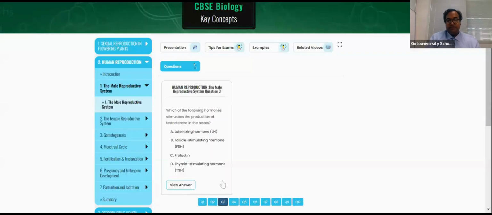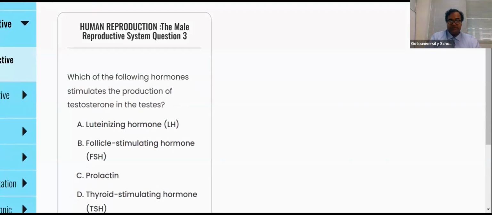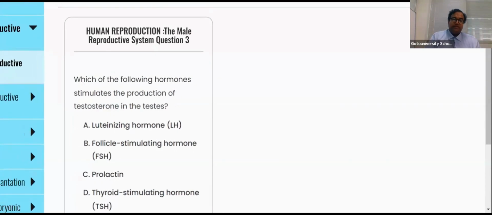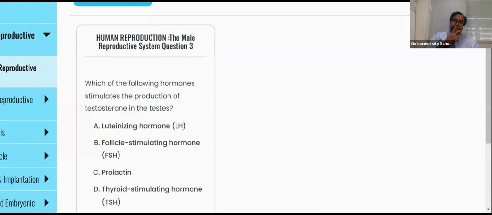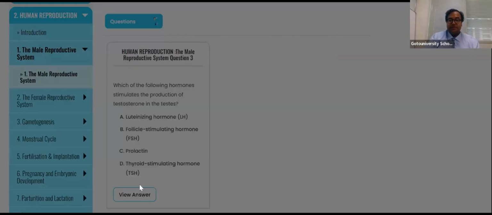Now we are coming to question number 3 for discussion. Which of the following hormones stimulates the production of testosterone in the testes? We all know very well, right? The hormone that stimulates the production of testosterone in the testes: LH is the correct answer. LH is the correct answer, right?